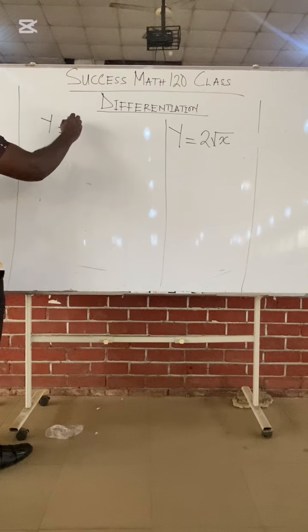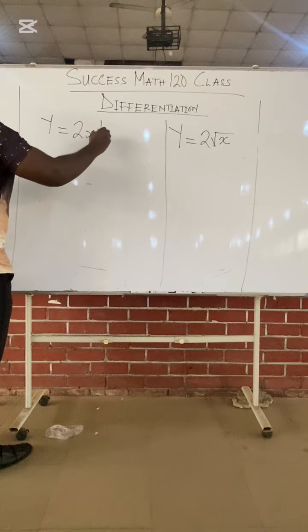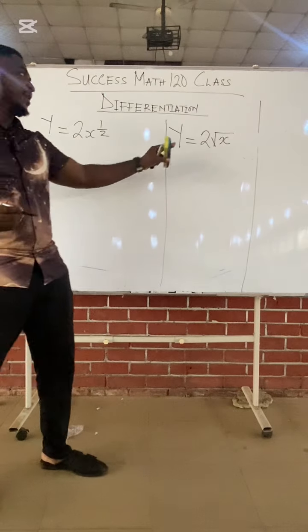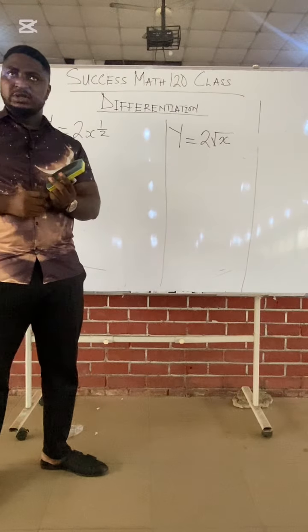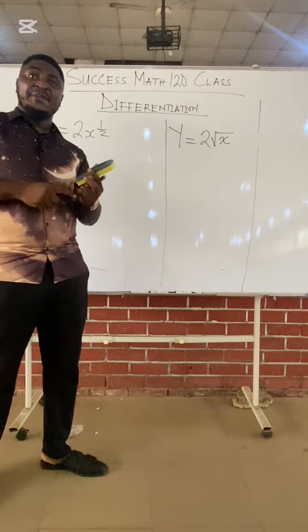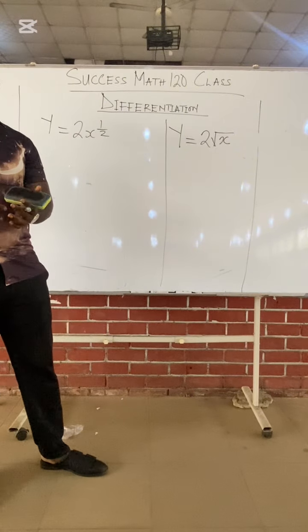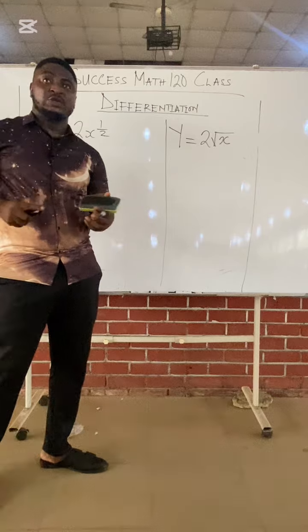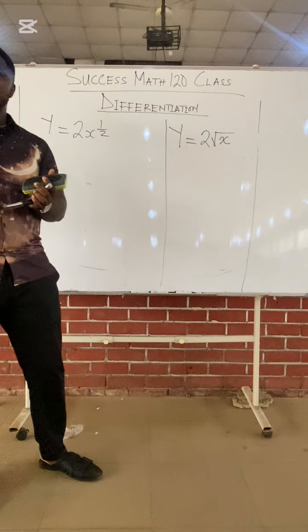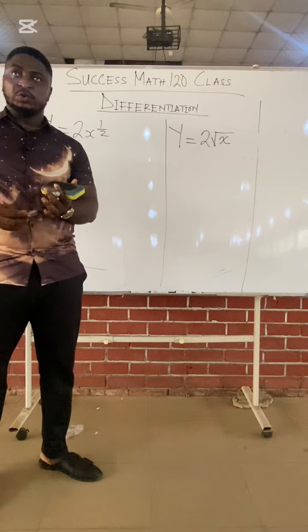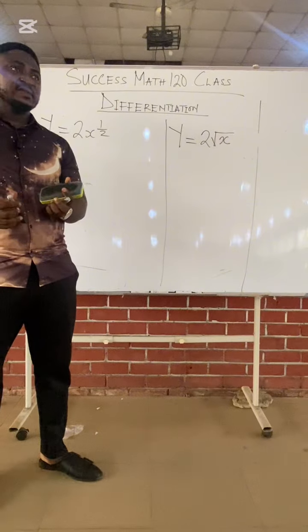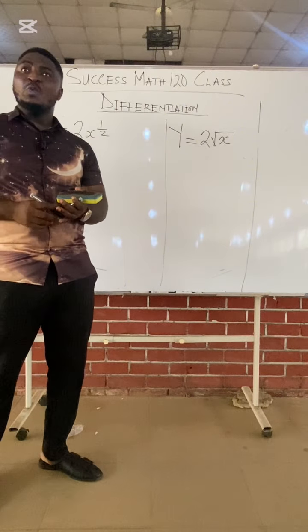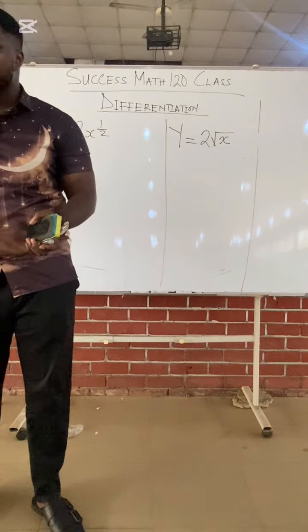y equals 2 root x is 2x raised to power 1 over 2, class. The square root of any variable is that variable raised to power 1 over 2. So 2 root x means 2x raised to power 1 over 2, because the square root of x is x raised to power 1 over 2.